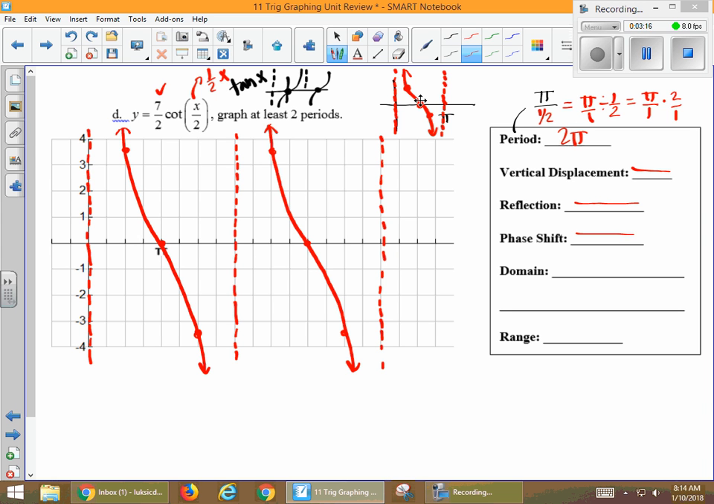Our asymptotes here are at 0 and 2 pi, and if our period is 2 pi, that means this other asymptote's at 4 pi. So having those listed is going to really help you with your domain. So we're going to do 2 pi n, because 2 pi is where our first positive asymptote is. And then you can say where n is an integer.